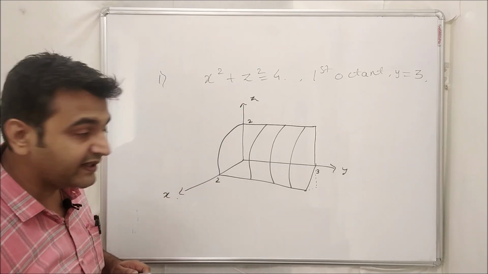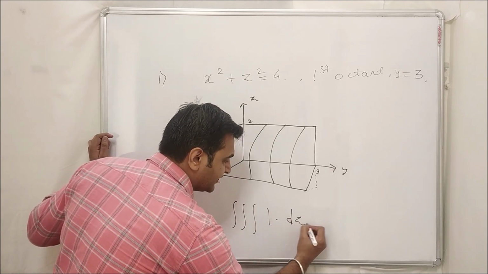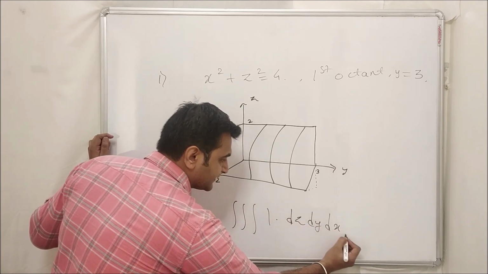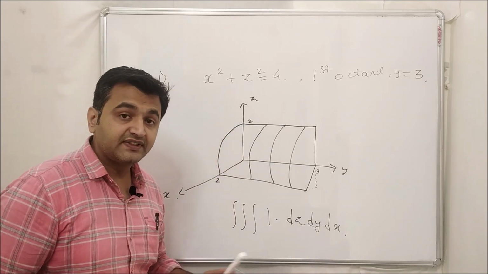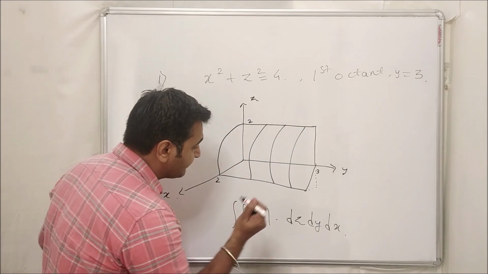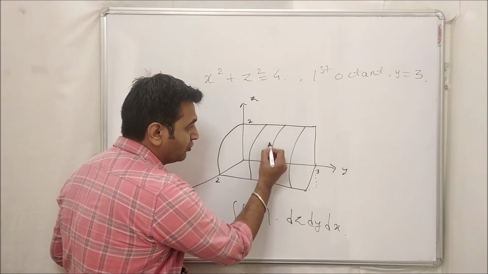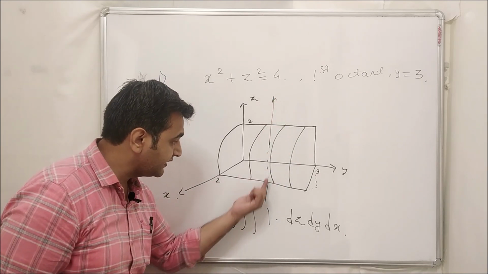So if you want to solve this by triple integration, we know that we take the function to be 1 and you choose any order, let's say dz, dy, dx. Now to find the limits of z, what do you do? You draw the line parallel to the z axis. So when you draw the line parallel to the z axis, it will enter from here and it will come out from the surface.